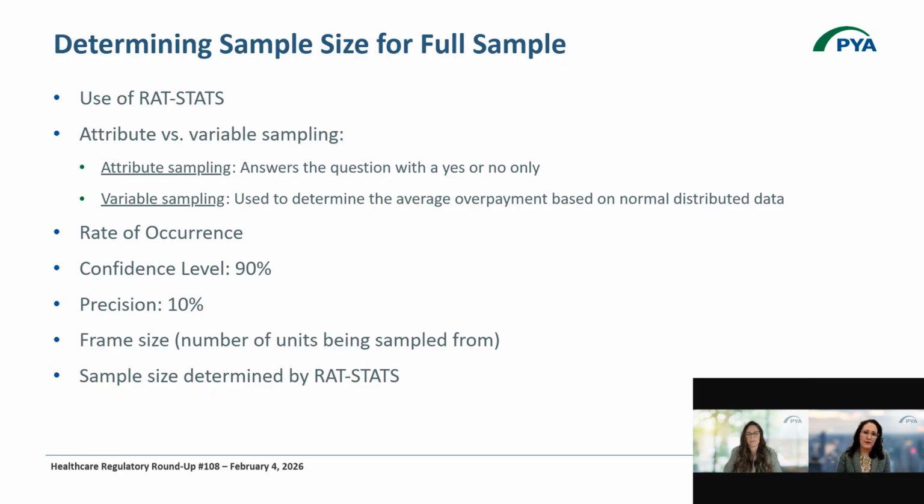Oftentimes we're using a confidence level of 90% and precision level of 10%. Again, these are things that you can include in RATstats in order to determine that sample size and then ultimately the appraisal at the end. And then your frame size will be something you'll have to know as well, which is the number of units that you have. It's not the number of claim lines if that's not the unit that you've defined it to be, right? So you have to keep that definition of your unit throughout the process in order to have the right numbers go into RATstats. So then RATstats determines the sample size for you.